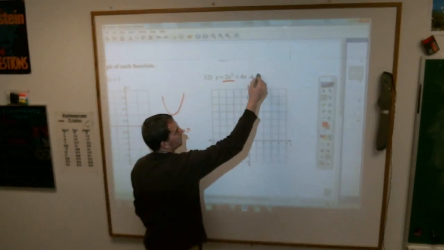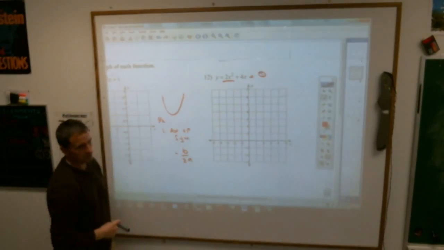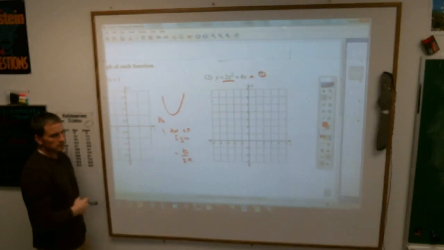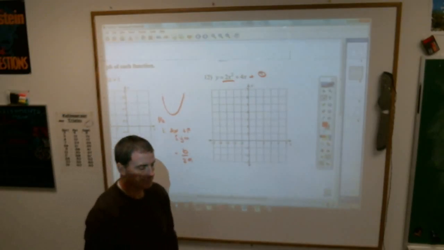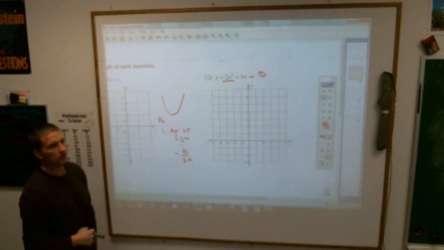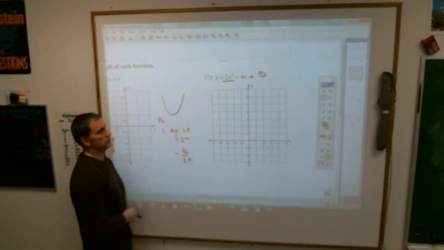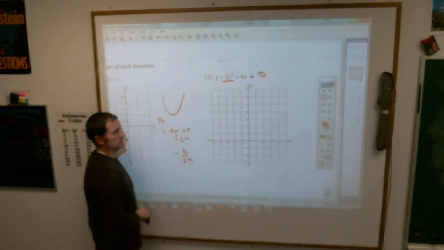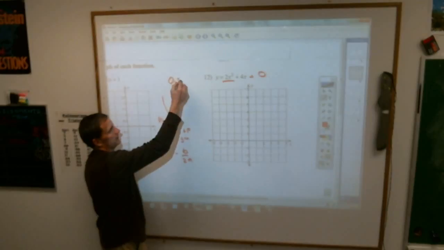Usually there's a third one over there, but it'd be plus 0. F of x and y equals are the same thing. Don't let that ever throw you off. The function of x and y basically mean the same thing. Okay? So you need to write down, define your letters.